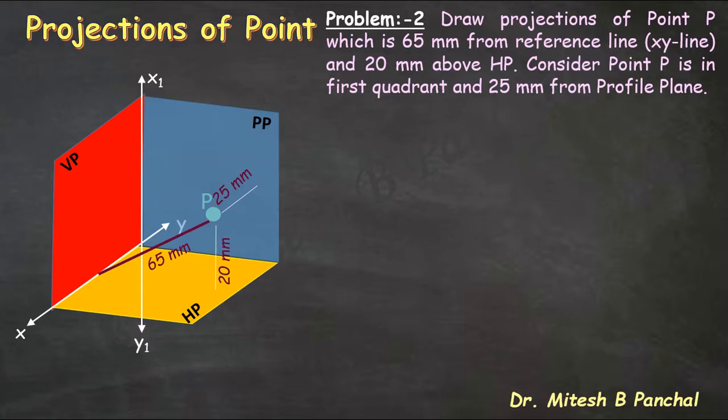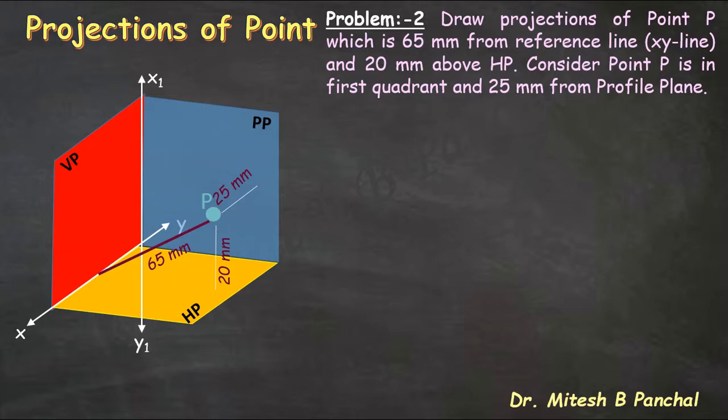The second problem is to draw projections of a point P which is 65 mm from reference line. It is not from origin. In the previous problem, the distance of point P was given from origin. Here, the distance of point P is given from XY line. And the position of point P is given, that is 20 mm above HP. Consider point P is in first quadrant and 25 mm from profile plane.